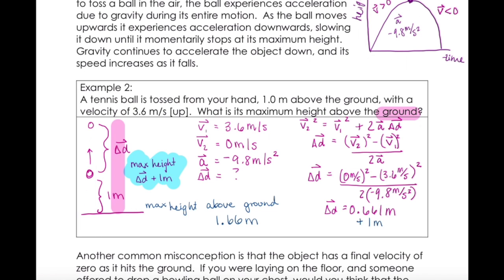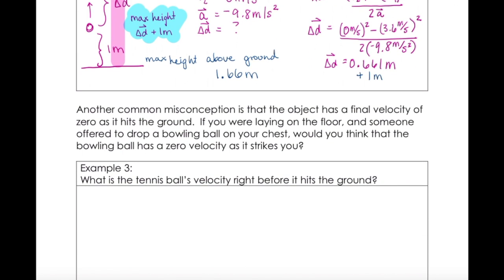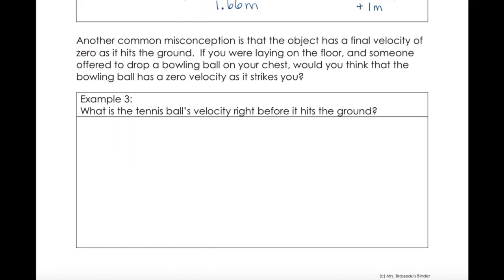Okay. Another misconception is that the object has a final velocity of 0 as it hits the ground. Okay, so if you were laying on the floor and someone offered to drop a bowling ball on your chest, would you think that the bowling ball has a 0 velocity as it strikes the ground? Probably not. You probably wouldn't agree to that. Okay, so hitting the ground does stop the object, but the object is moving at a final velocity once it strikes the ground. Okay, so what is the tennis ball's velocity right before it hits the ground?